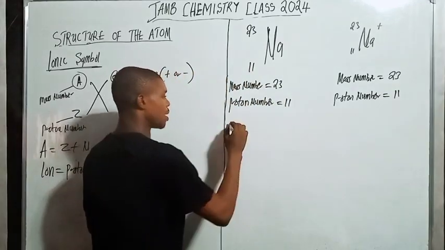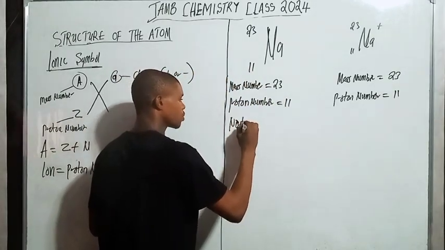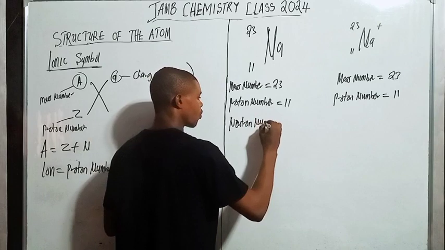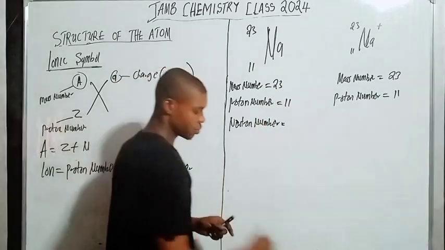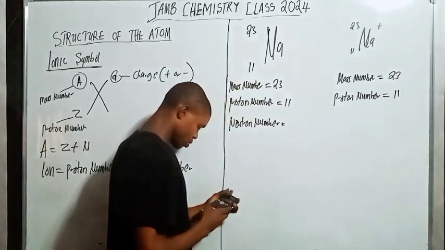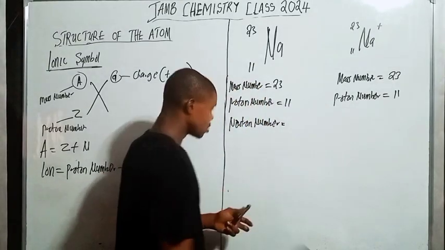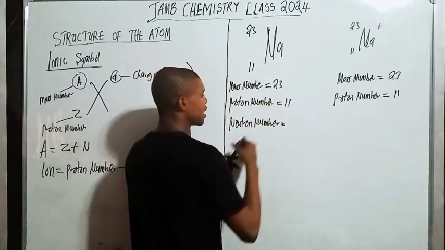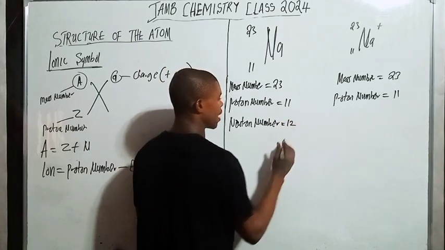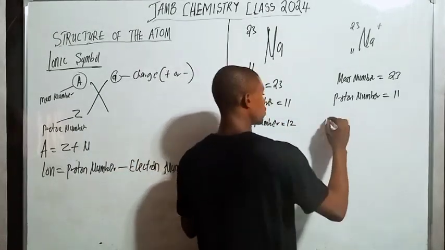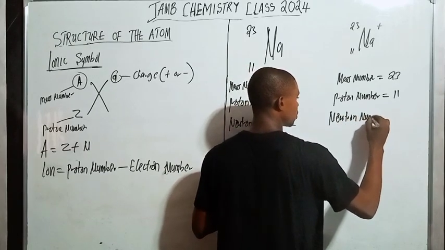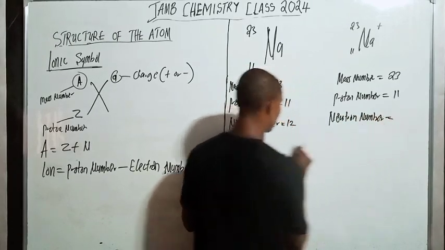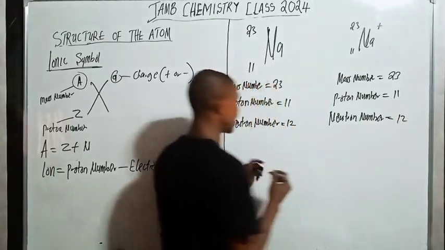What about my neutron number? The neutron number is what? 23 minus 11. 23 minus 11 is what? Is 12, right? So you have neutron number equals 12. Right there.